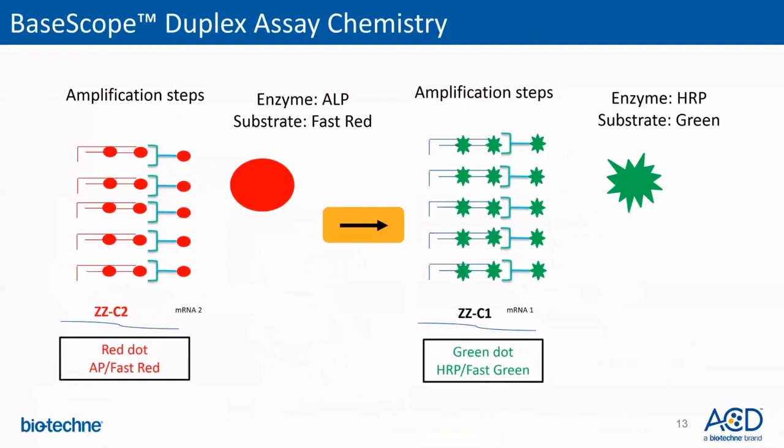With this, I'd like to get into the chemistry of the BaseScope duplex assay. Here, this schematic is depicting the chemistries. As you can see, there are two independent amplification trees that are built for each channel. For the C2 tree, we utilize the alkaline phosphatase and the fast red chemistry, whereas for the C1 tree, we utilize the green chromogen and the HRP chemistry. These two trees are built on two different targets of interest.